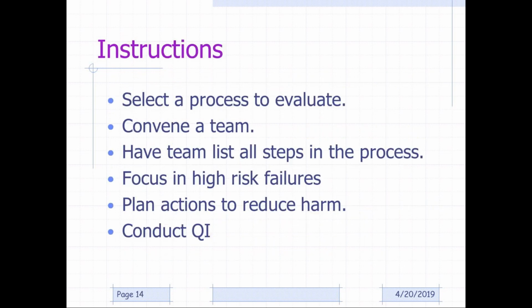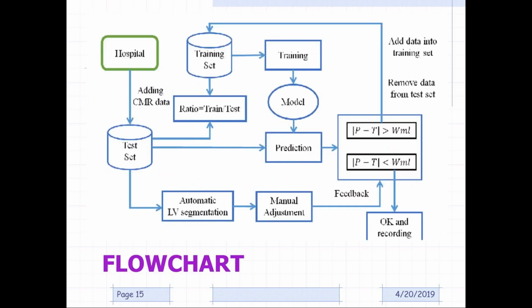Here are the instructions. You select a process to evaluate, convene a team, have the team list all the steps in the process, focus on high-risk failures, plan the actions to reduce harm, and you conduct the quality improvement. And here is a flow chart. These are commonly used to lay out in a pictorial manner how things occur and in what order they occur.